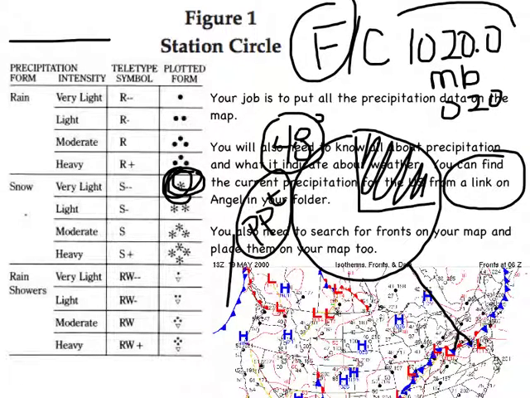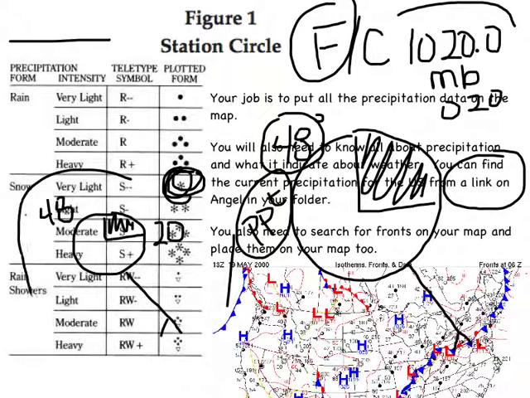So if we look at our circle on the weather map, this is going to tell the reader a whole bunch of information.